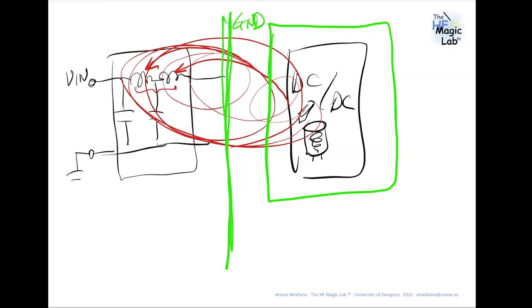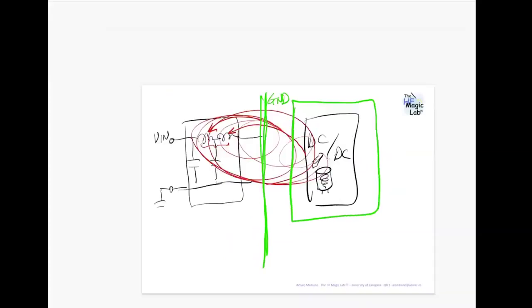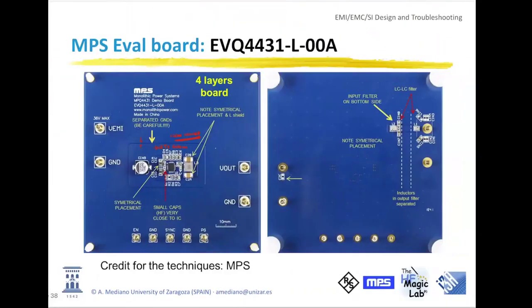Thank you. Then what is the name of the evaluation board you were showing? Okay, in the slides it is this one, EVQ 4431. Is that the evaluation board? Yep. We'll send out the presentation by the end of the week to everyone too, so you'll be able to see that and just find it on our website.